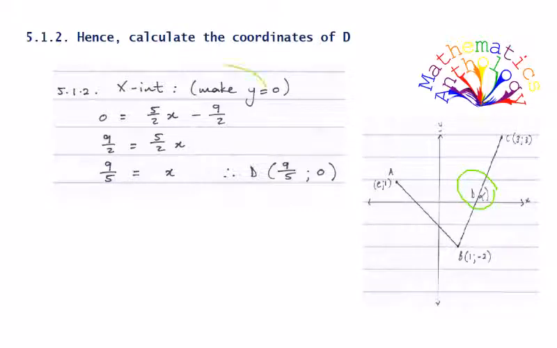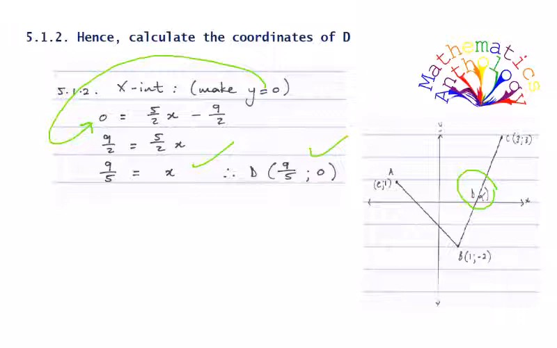5.1.2 now, hence calculate the coordinates of D. As we said earlier, if you look at the positioning of D on the diagram, we can see that D is on the x-axis, so that would make D the x-intercept of line BC. So for the x-intercept, the rule is make y is equal to 0. We have the equation of BC already, so in that equation, all we have to do is make y equal to 0 and solve for x.